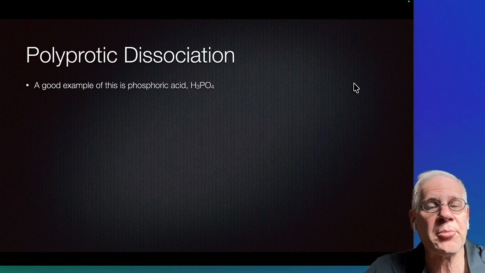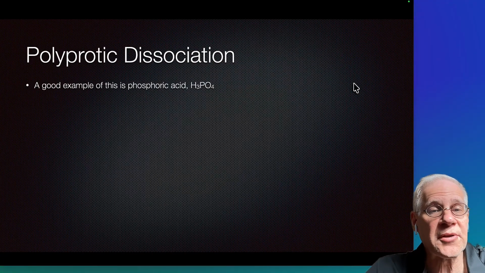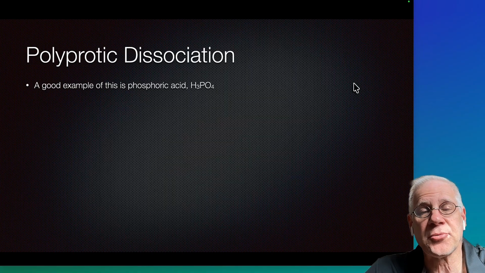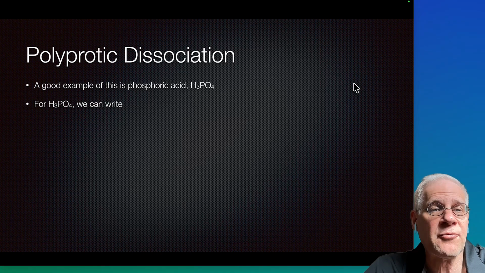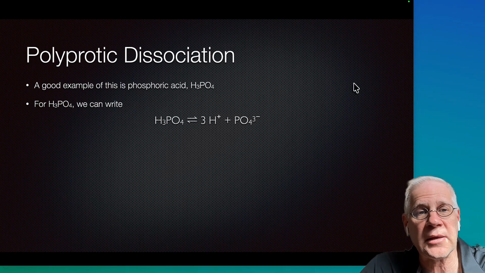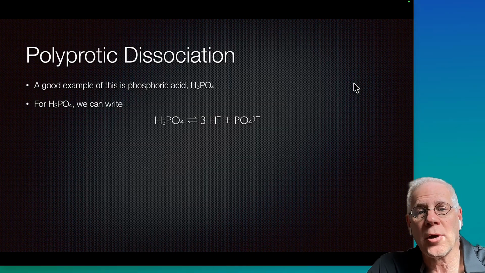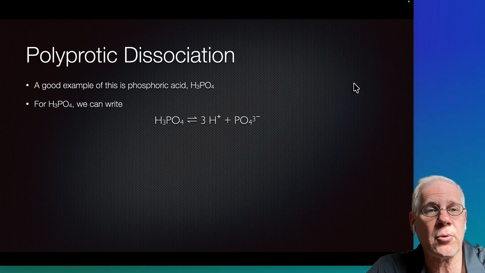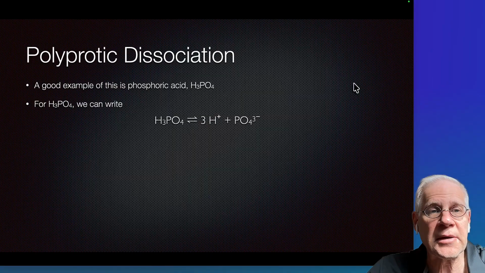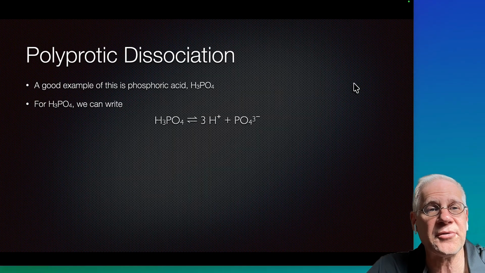But let's look at polyprotic dissociation. A real good example of polyprotic dissociation is phosphoric acid, H3PO4. Now, if we write the dissociation reaction as a single reaction, we write it like this: H3PO4 going to 3 H+ plus PO4 3-. When we write it like this, it looks like all three of those H+ pop off all at once to give us a phosphate ion, and that every time we put H3PO4 into solution, we're going to get 3 H+. But that really isn't true.